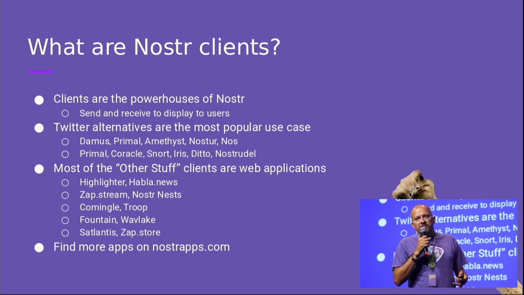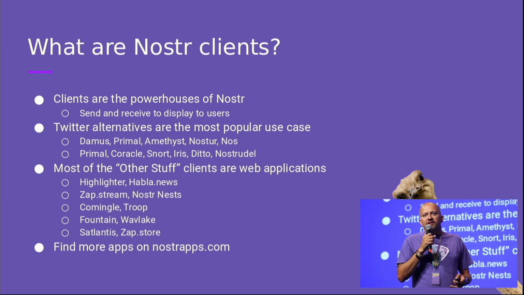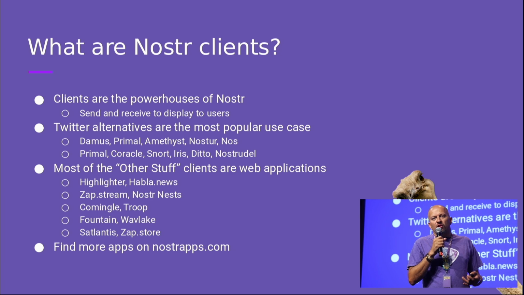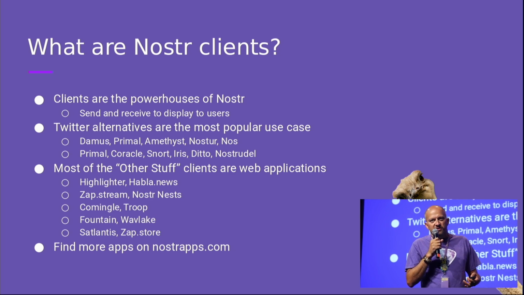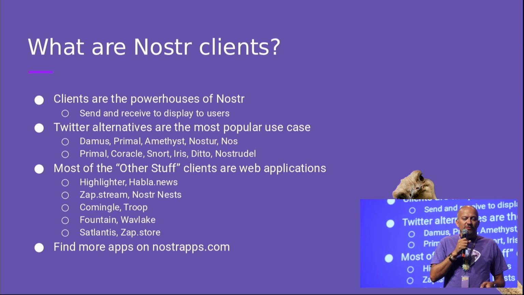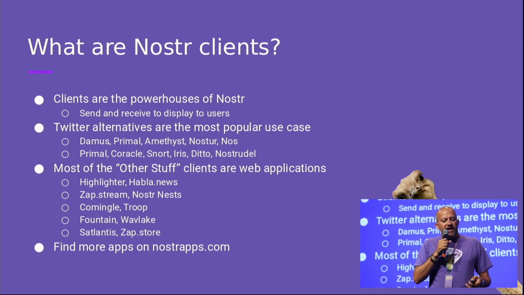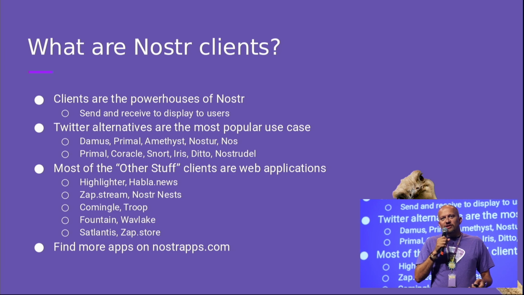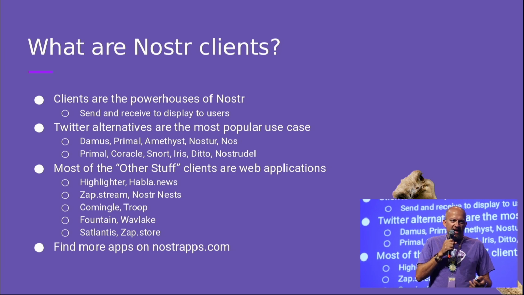For example, maybe you want to consume content or write content, blogs, long-form content. Maybe you would use the Highlighter application or Oblanews to read and write content. Maybe you're a streamer and you stream on Twitch. Well, now you want to stream on Nostr. You can do that with Zap.stream. Nostr Nest, shameless plug, is my app. You can use that for something like Clubhouse, audio chatting.